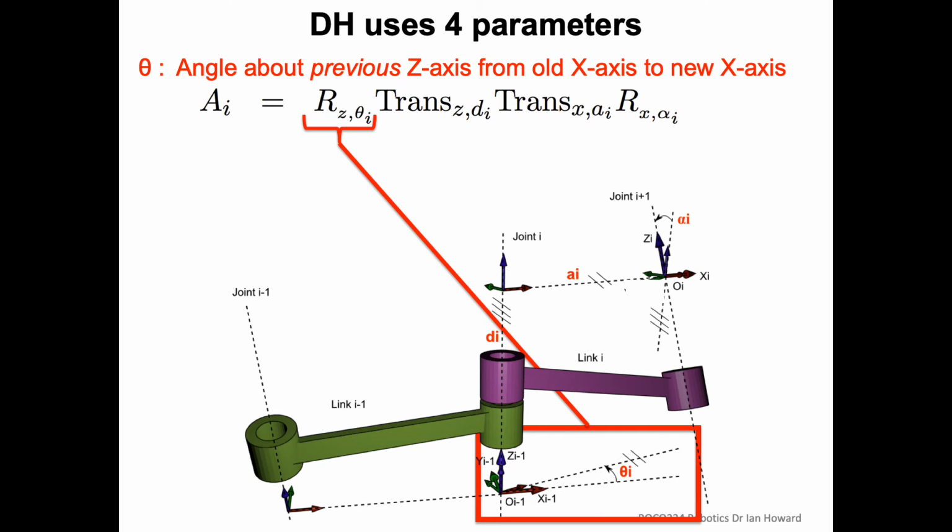Finally, we have to account for the fact that we can rotate around the previous joint, joint i in this case, by a certain angle, theta. Quite often for a revolute system, this is actually the control variable, but basically this is important to align the old and the new x-axes with each other, so we've got to account for this here as well.